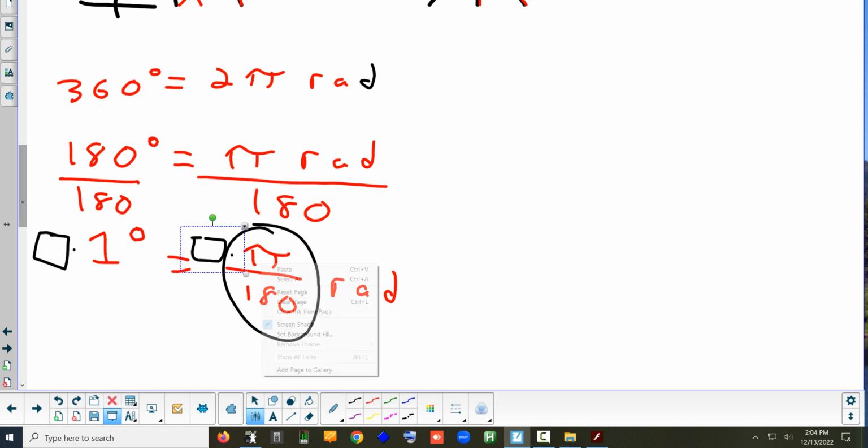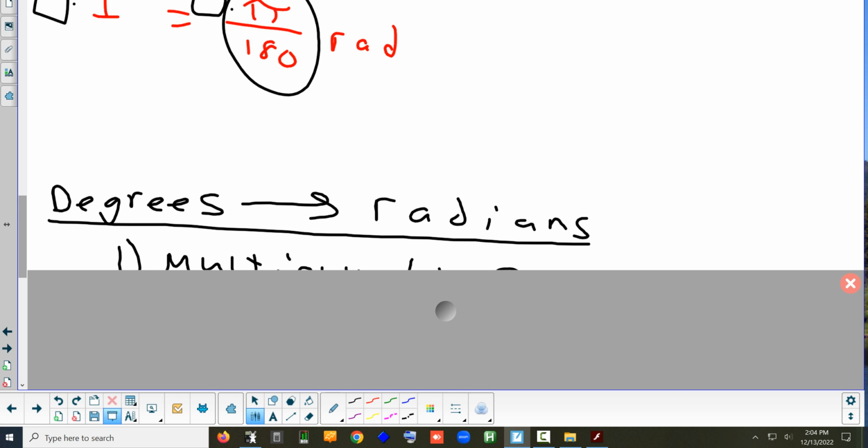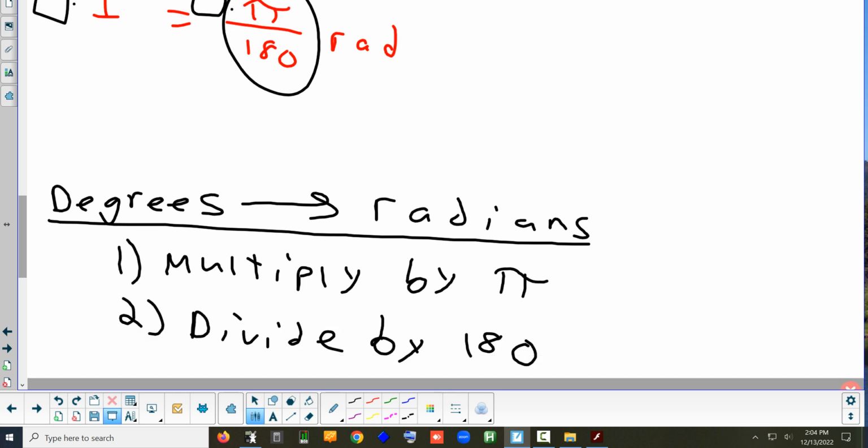Take and multiply by pi, and then divide by 180. So that's degrees to radians.